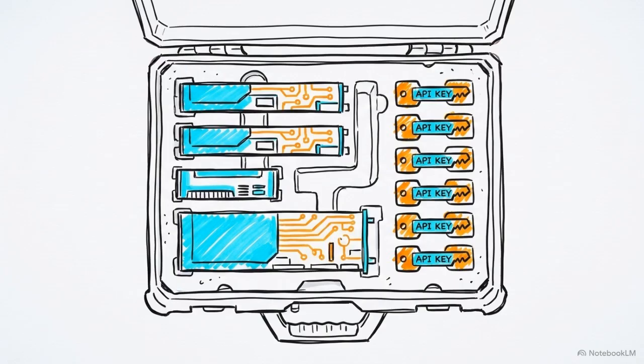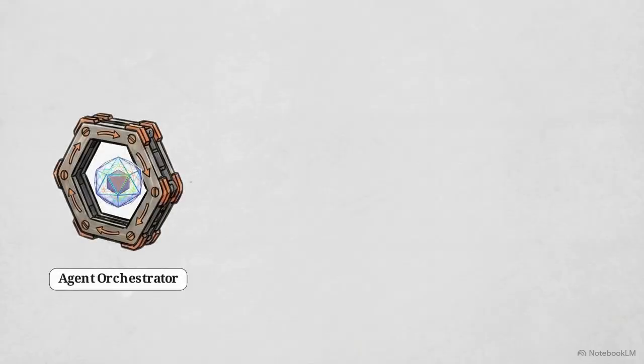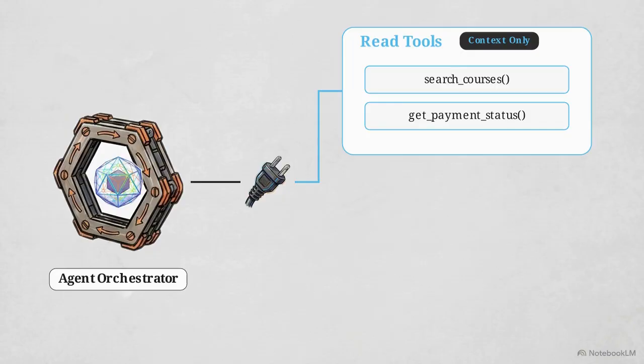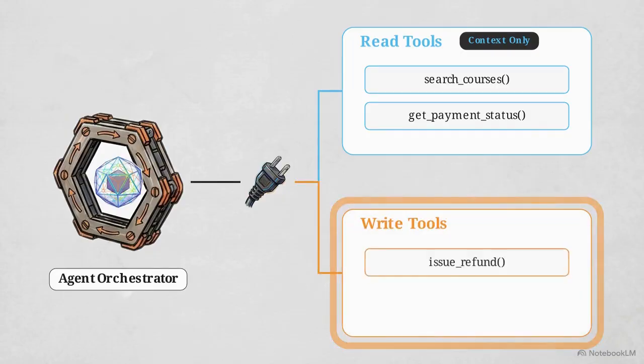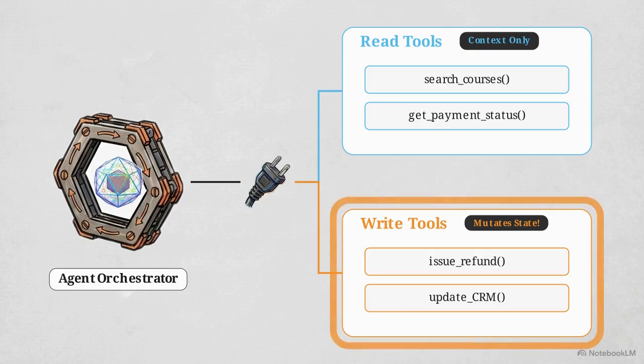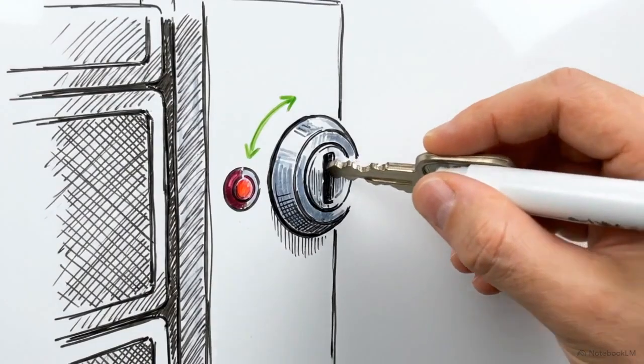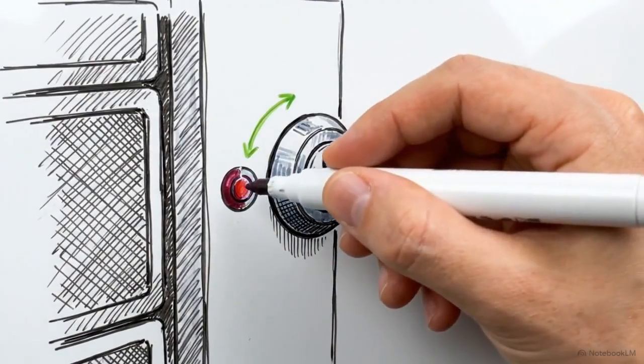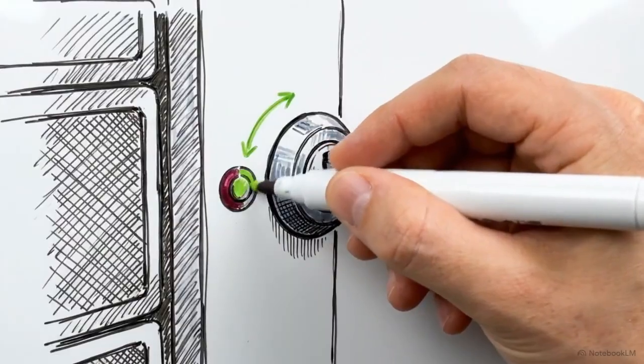To make the agent useful, the orchestrator needs access to external systems. We provide this through tools, specific, scoped functions defined in the application logic. We categorize functions by risk. Read tools strictly fetch context, like searching a course catalog or checking payment status, without altering server data. Write tools carry exponential risk. Functions like issuing refunds or updating a CRM actively mutate data and trigger downstream business logic. Engineers deploy read-only agents first, restricting the system to investigating and drafting recommendations. Write capabilities are unlocked only after demonstrating consistent accuracy.